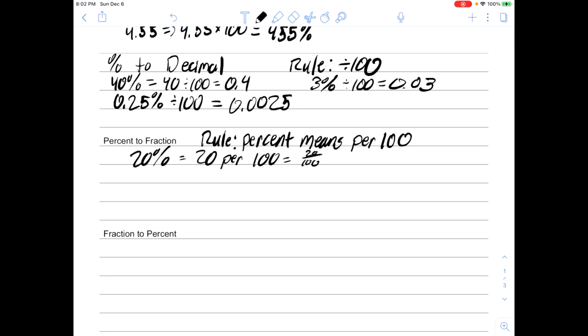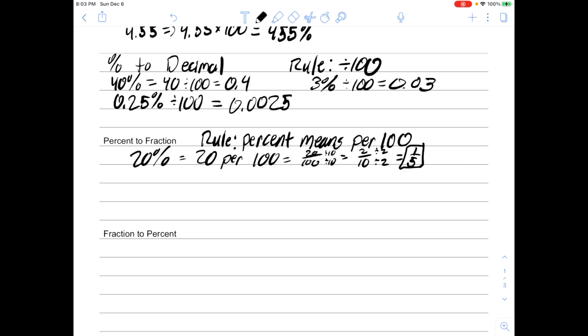As always, we would want to simplify this. There's lots of ways to simplify it. One way would be to divide by 10 on the top and bottom, which would give me 2/10, and then divide by 2 on the top and bottom, which would give me 1/5. So my final answer for what 20% is as a fraction is 1/5.